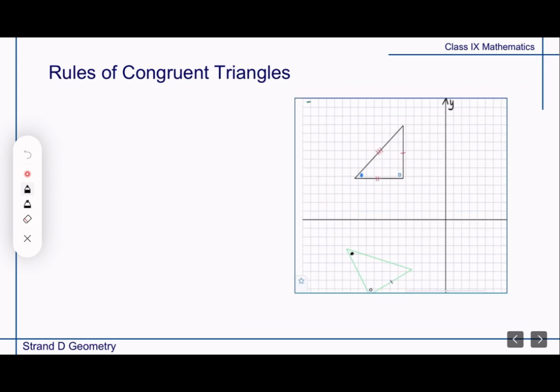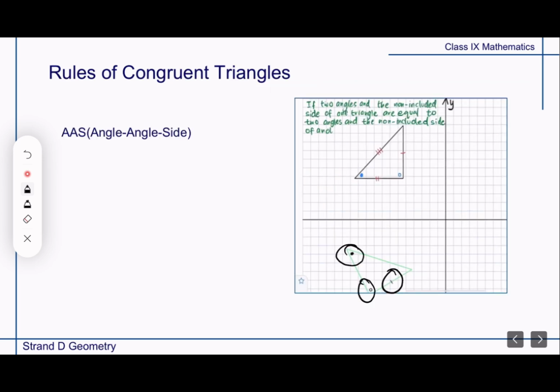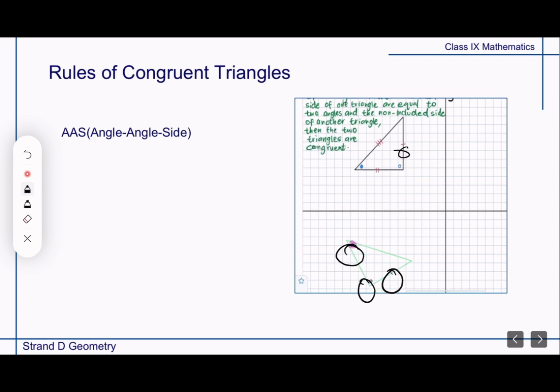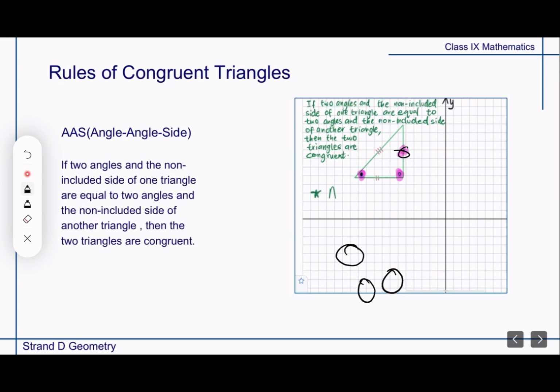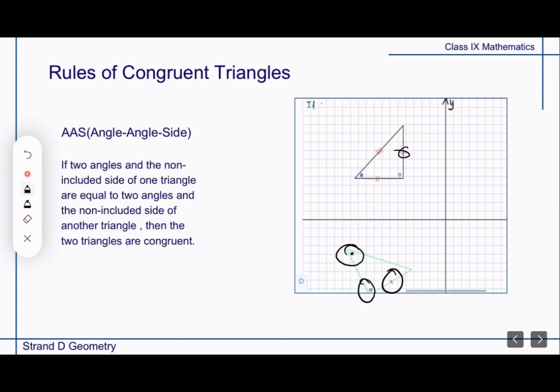Rule number 2 says two angles the same and a side equal. That means we also call those triangles congruent triangles. So angle, angle, side. However, here you have to be careful with this keyword: two angles and the non-included side.